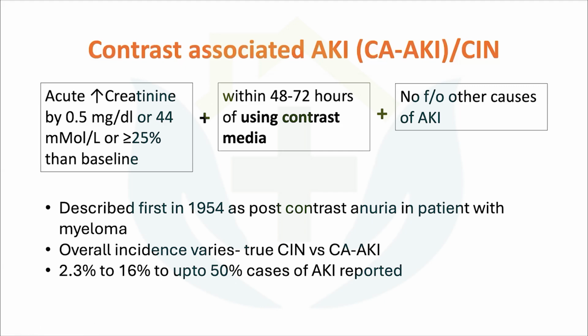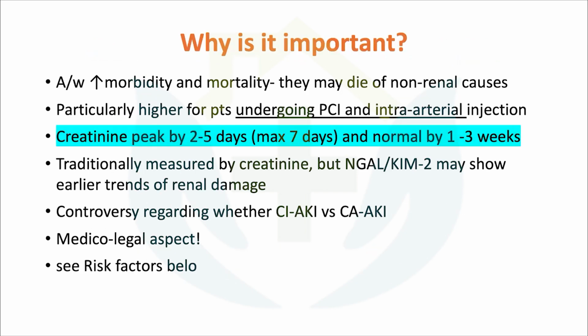This entity was first described in 1954 after a patient became oliguric after the use of contrast media. That patient happened to have multiple myeloma. The overall incidence varies, and I'll come to the incidence later on. It is suggested that it can range from around 2 up to around 16% of cases, and amidst them, nearly 50% of cases of PCI-induced renal injury could be attributable to contrast. So the exact definition and data is variable. Now I'll come to the individual components of this entity.